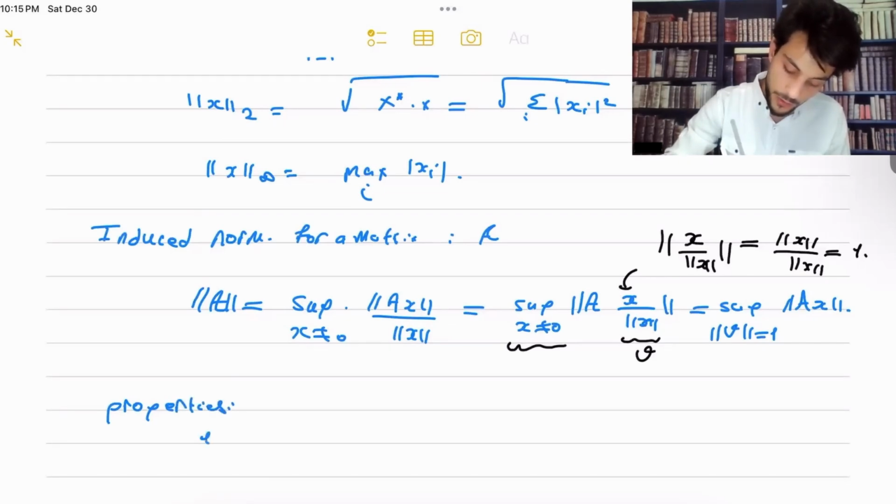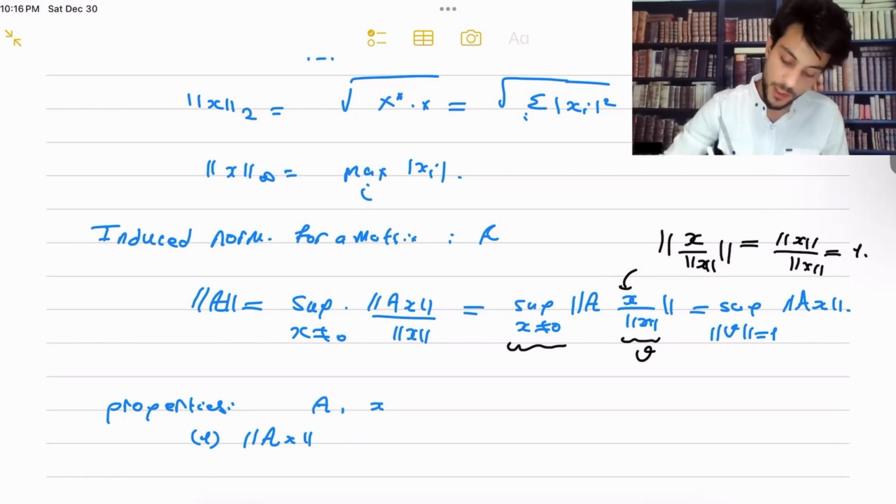The first one is, okay, so if you're given a matrix A and a vector x, and you're looking at the norm of Ax, you really want to relate this to the norm of A and the norm of x, but you don't actually get an equality, you get an inequality. So you get this inequality.